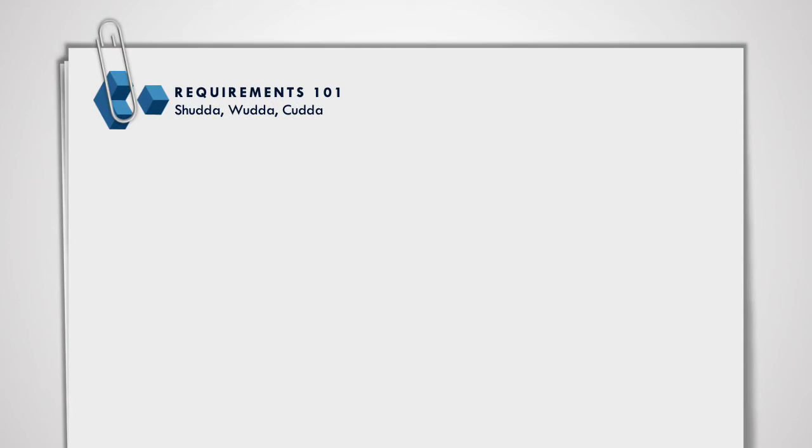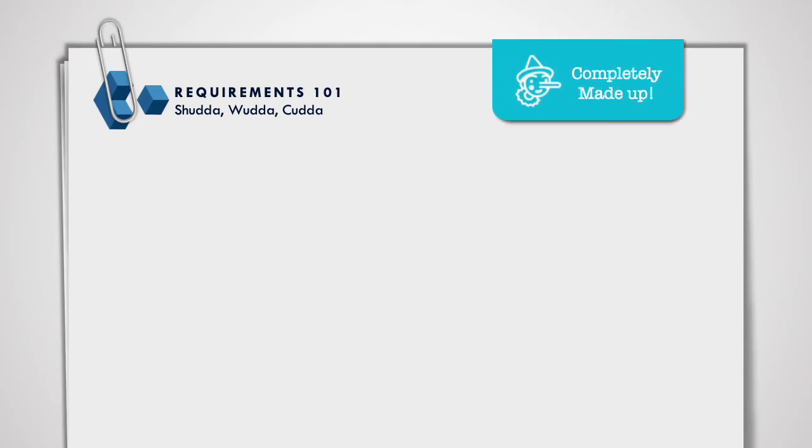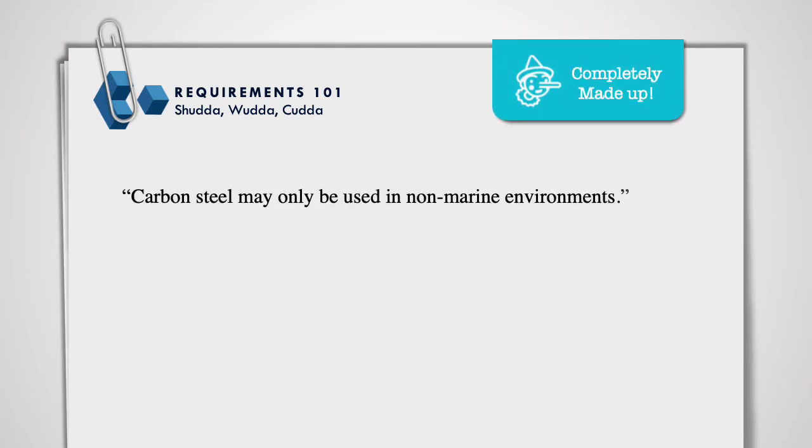We'll start in reverse order by looking at common errors made with the term may. Here's an example of one of the more common errors we come across. Now please note, this is a completely made-up statement. Carbon steel may only be used in non-marine environments. What is wrong here?